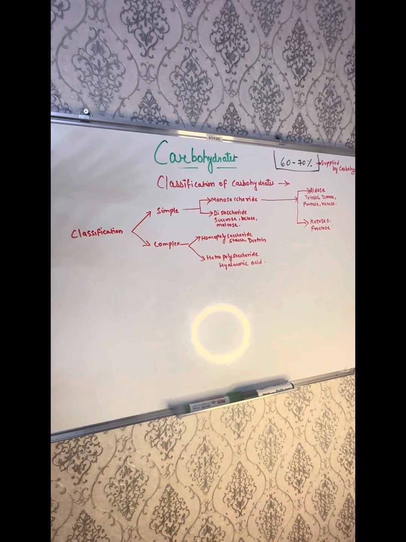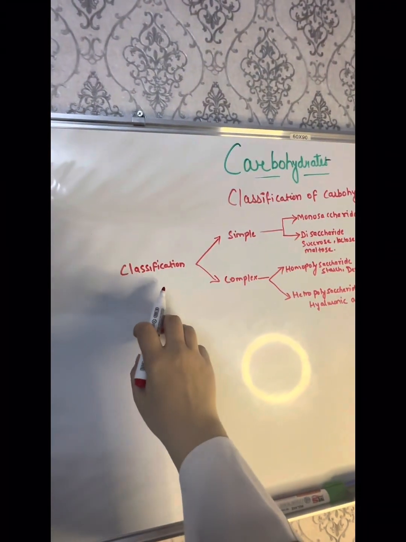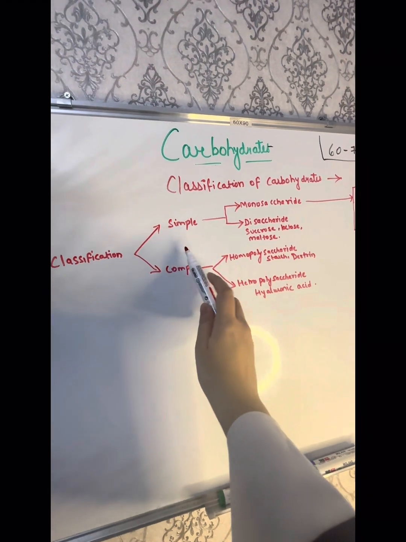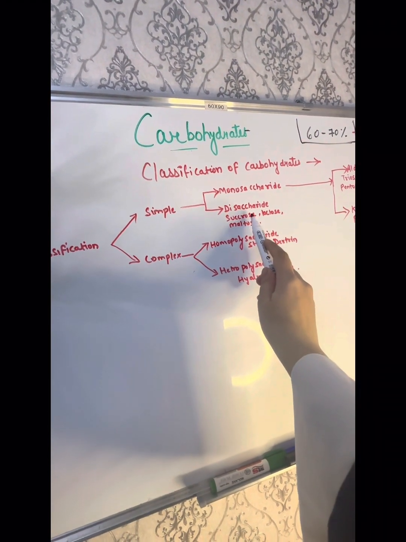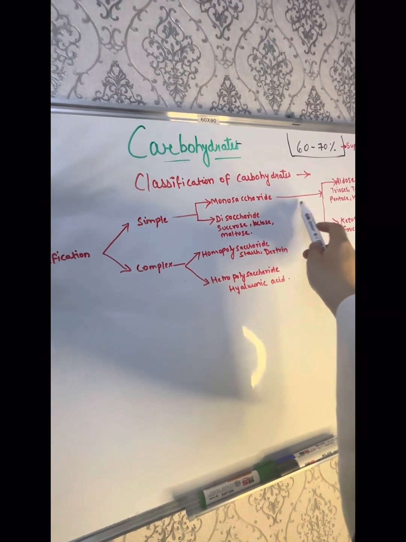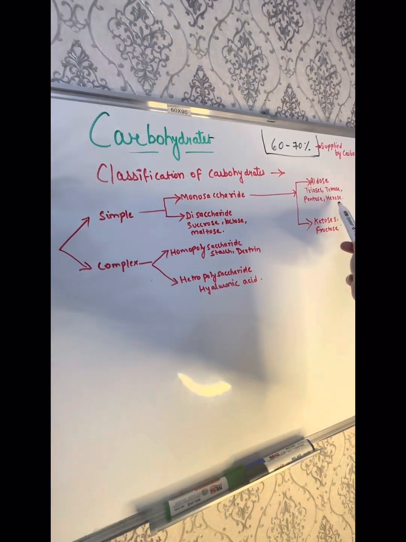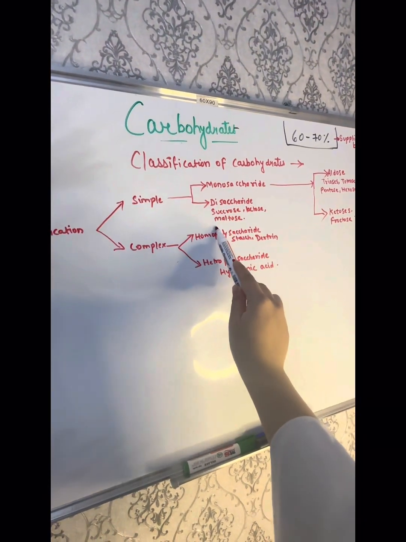To learn about the classification of carbohydrates. Okay, classification of carbohydrates: simple carbohydrates and complex carbohydrates. Simple carbohydrates are then divided into monosaccharides and disaccharides. Monosaccharides, examples: aldose, triose, tetrose, pentose, and hexose. Then disaccharides: sucrose, lactose, and maltose.